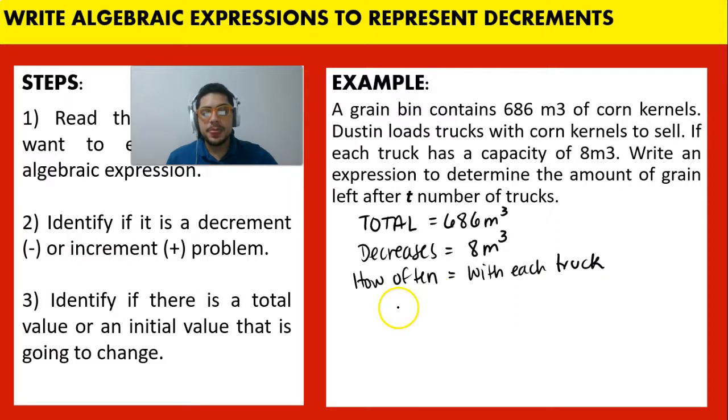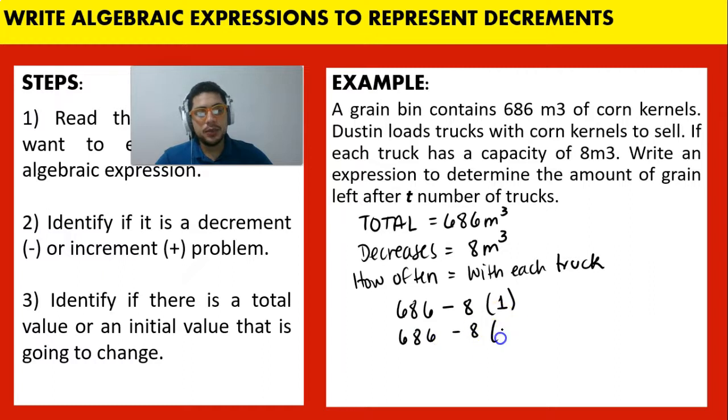Now, after the first truck, we're going to have 8 times the first truck. After the second truck, we're going to have minus 16, and so on. But because we are not being specified the number of trucks, we're just going to call it T. The expression would be the initial or total amount minus, because it's decreasing, 8 times T. And that is how we're going to express it.